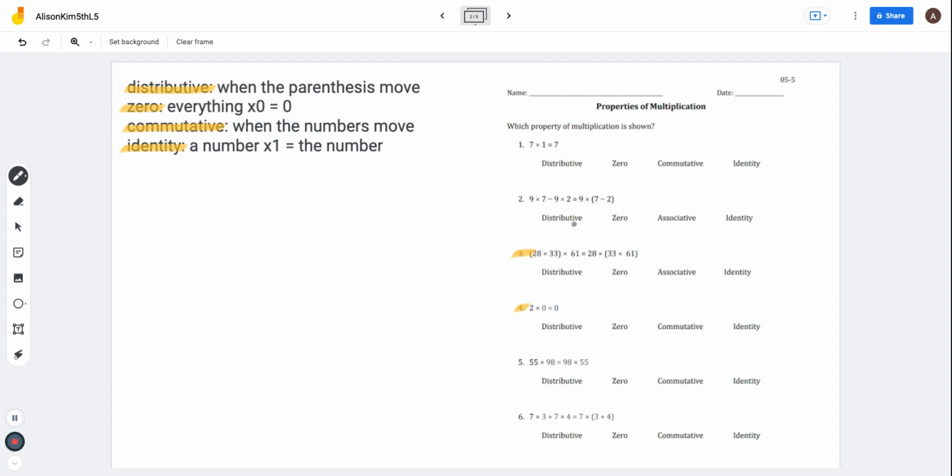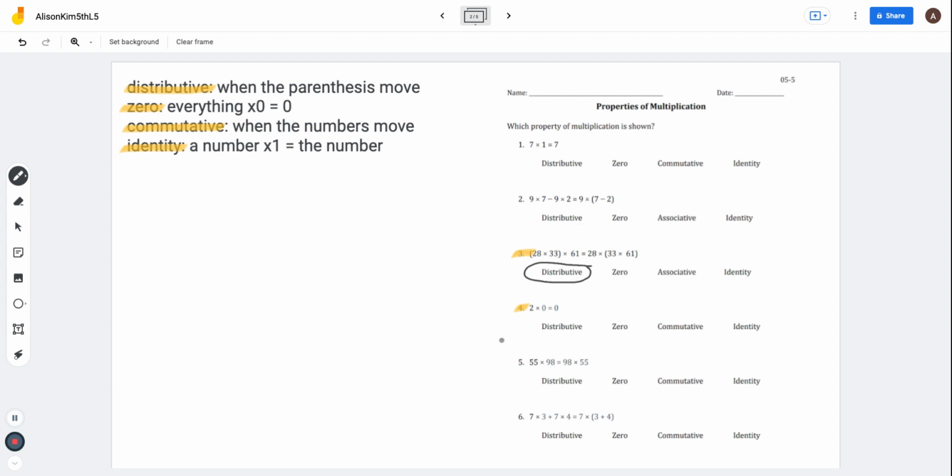So let's get started on the worksheet now. We're going to do number 3 together. Number 3 gives us 28 times 33 times 61 equals 28 times 33 times 61. In this case, the numbers did not move around, right? They stay the same. But the parentheses move around, right? As we can see in the left part, it was for 28 and 33, but on the right part, it changed to 33 times 61. So for this particular answer, it's going to be distributive, because once again, the numbers did not move around, only the parentheses did.